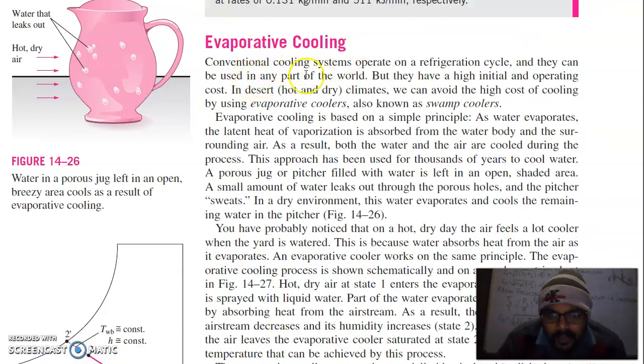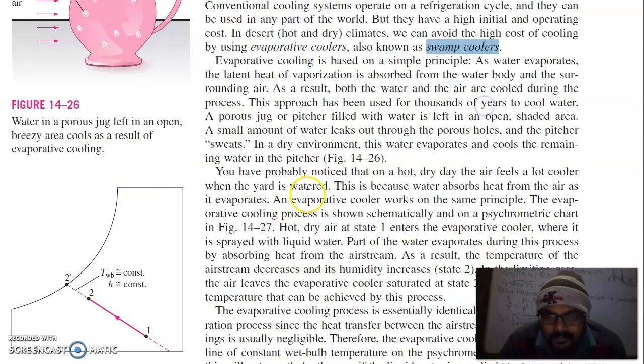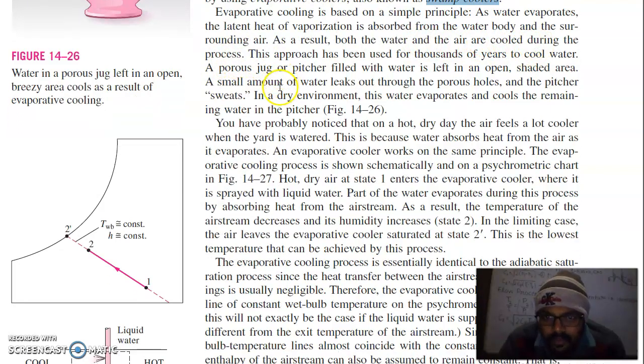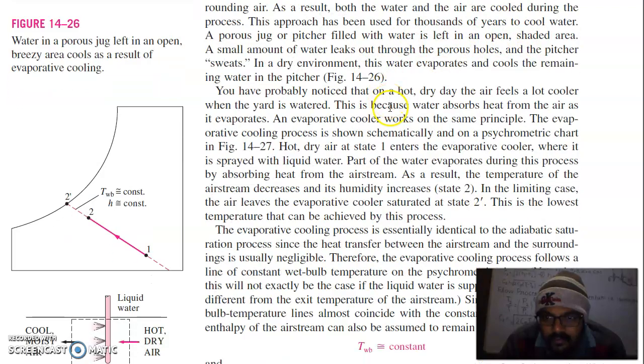Evaporative cooling. Conventional cooling systems operate on a refrigeration cycle, and they can be used in many places, but they are costly and operating cost is high, so we use evaporative coolers, also known as swamp coolers. Evaporative cooling is based on a simple principle: as water evaporates, the latent heat of vaporization is absorbed from the water body and the surrounding air. As a result, both water and air are cooled during the process. This approach has been used for a lot of years.